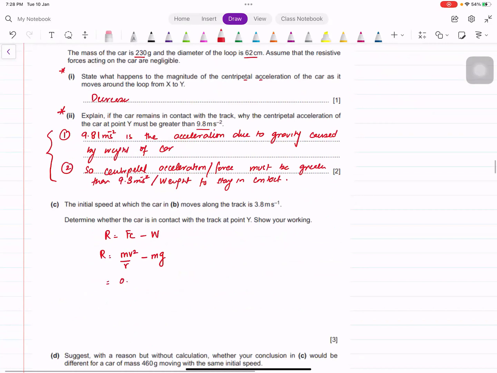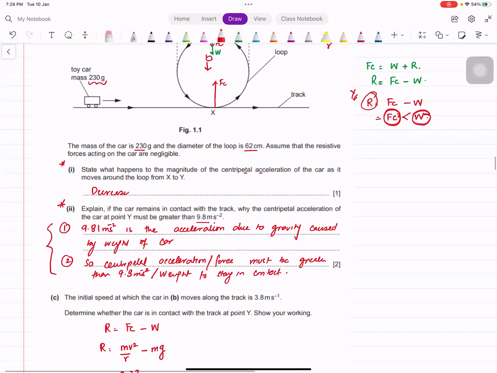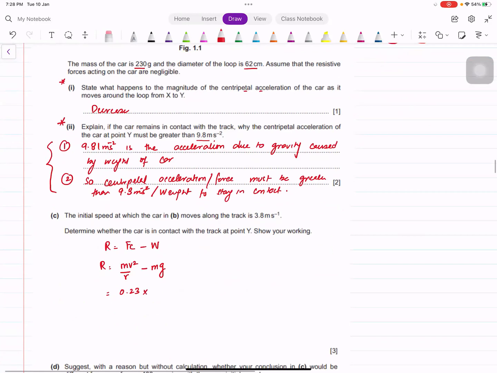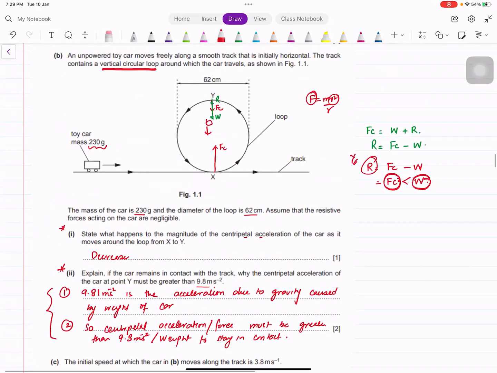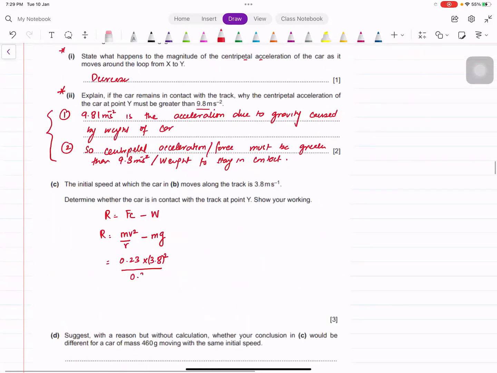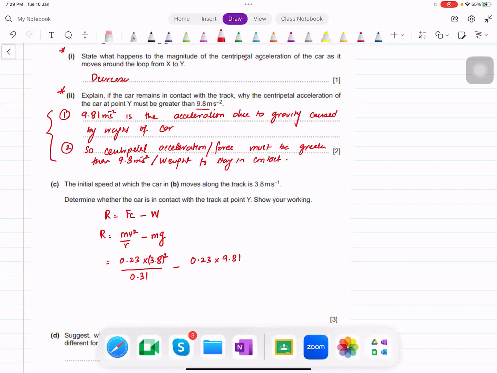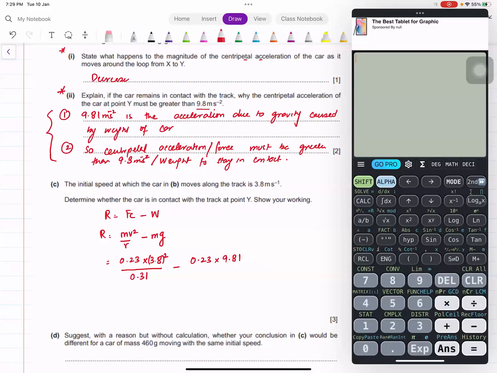The mass is 0.23. We need to change 230 grams into kilograms. The speed is given as 3.8 squared, divided by, now the diameter is 62, so the radius is going to be 31. So we can write it as 0.31. You need to change it into meters. Minus 0.23 times 9.81. Is that clear, everyone? Now let's pull up the calculator and see what you get.